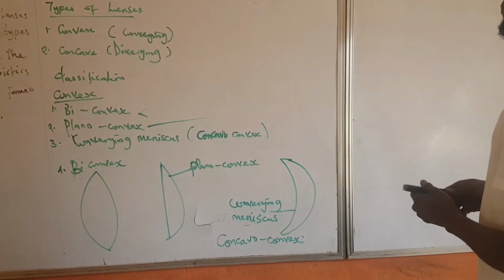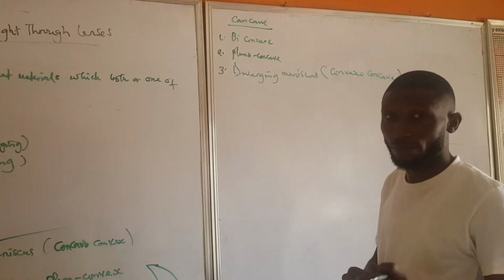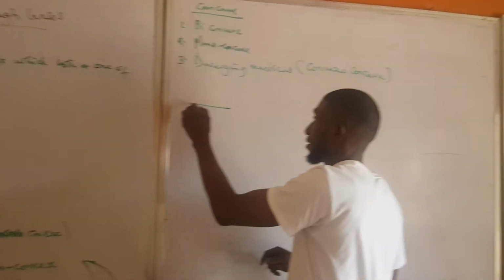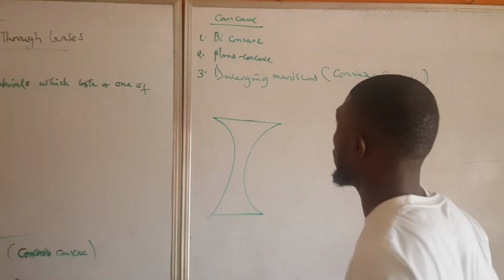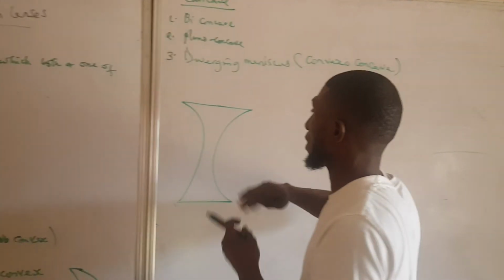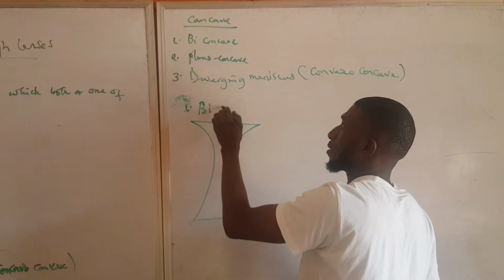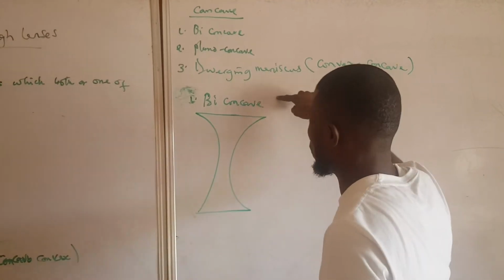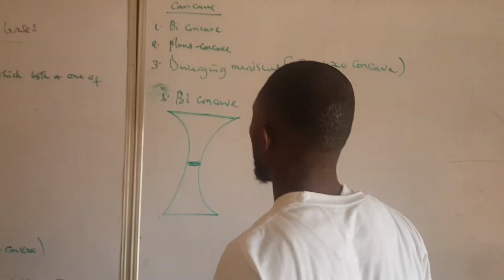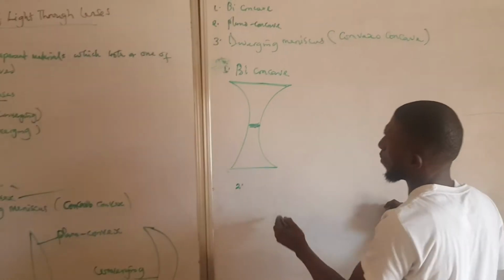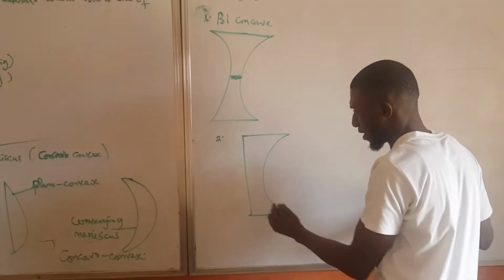On a concave lens, the middle is tiny, the middle is tinier than the edge, like this. This is a typical example of a concave lens. If both sides are curved in like this, we call it a biconcave lens, because the middle is tinier than the edge and it is both sides that are curved. But if one side is plain and the other side is curved in like this, we call it plano concave.